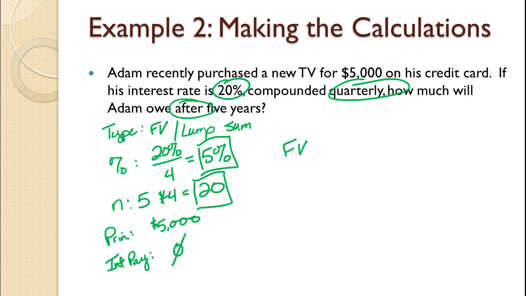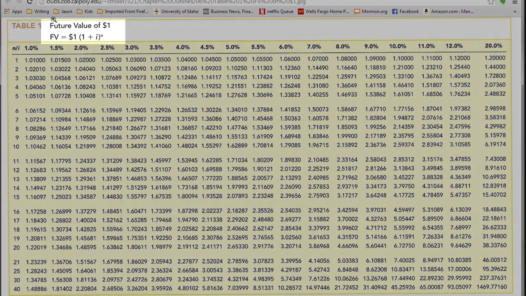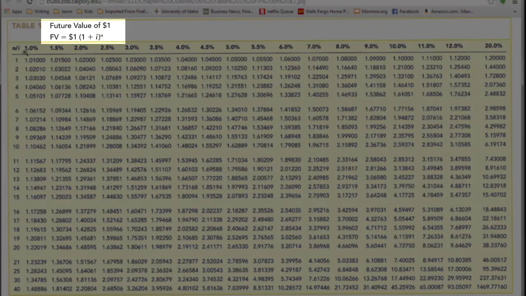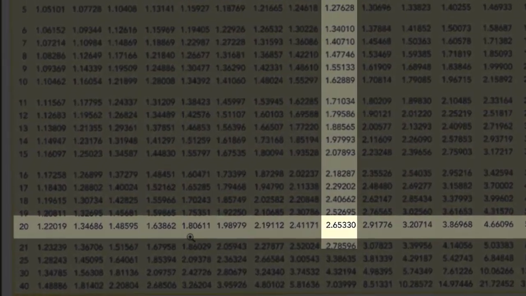So again, future value problem. Principal is 5,000. Future value problem, not an annuity, so just a basic future value. N of 20. Interest rate of 5. So we're going to go to our future value of a lump sum table to find this amount. So let's see, I'm on present value of $1. I want future value of $1. So that's right here, future value of $1. And we're looking at 20N and 5%.